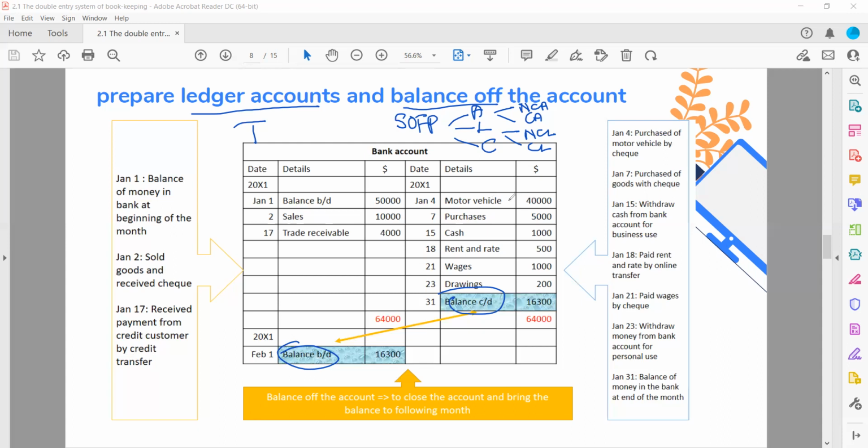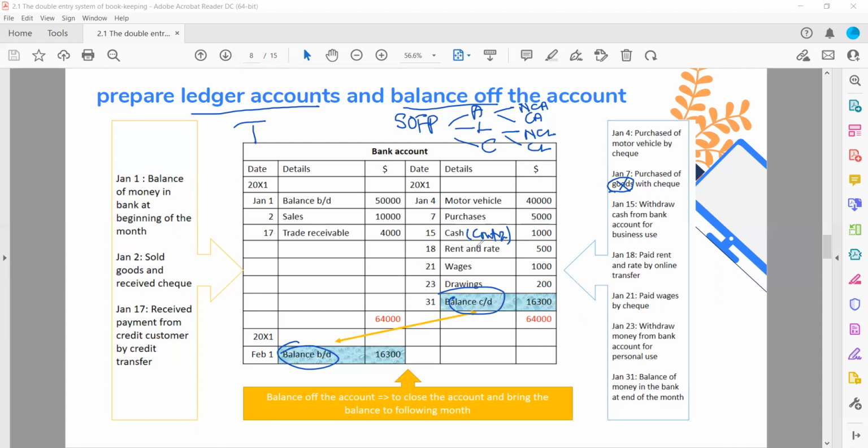In here, credit side, motor vehicle detail means that we purchase a motor vehicle using the check or using online transfer, so long as it's a banking transaction. On 7, purchases. These purchases refer to purchase of the goods. So this is purchases. We don't have a goods account, but we write purchases. In here, we have the cash. This is a withdrawal of cash from bank account for business use. That means this is something we call contra entry. You will learn contra in future in the bank statement, bank reconciliation statement topic.